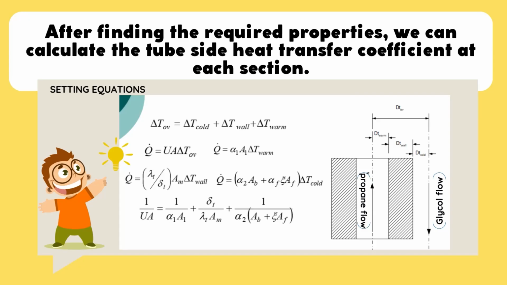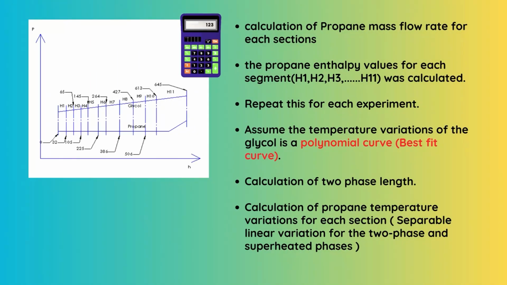Several properties should be found to calculate the tube side heat transfer coefficient at each section. The online tool called Fluid Property Calculator was used to find the properties of glycol such as enthalpy and temperature. Physical properties such as total outside area, inside area, total base area, total fin outside area, and number of baffle plates inside each section were calculated for each section.